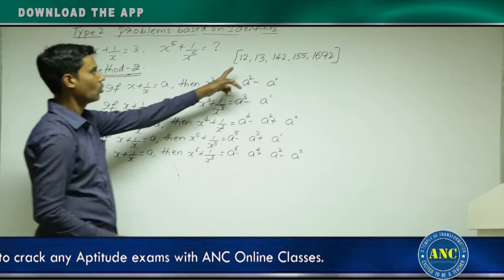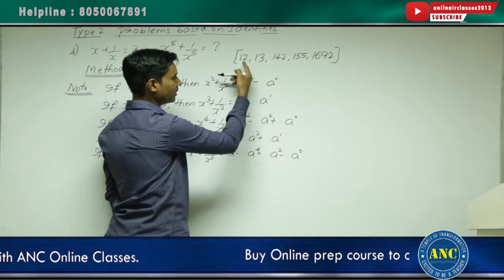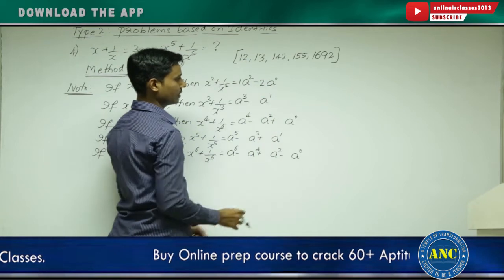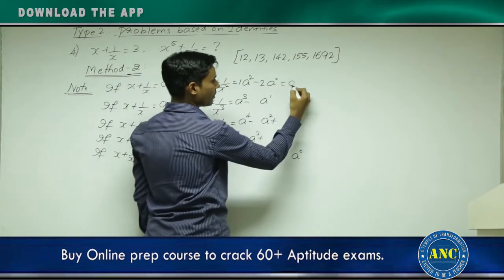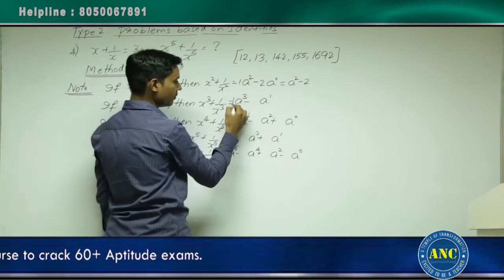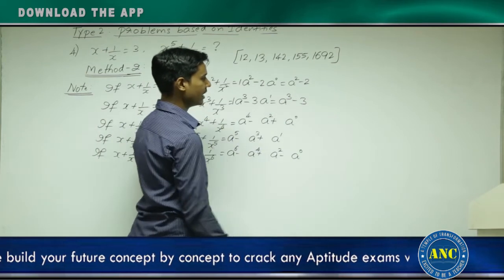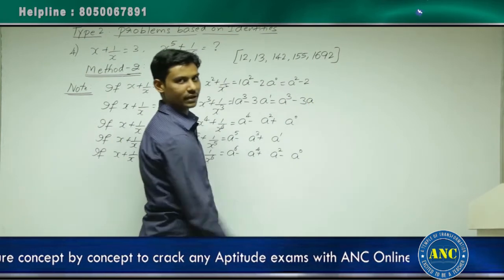Now what is this 1, 2? 1, 2 means first term coefficient is 1, second term coefficient is 2. That means this is a square minus 2. 1, 3 means first term is 1, second term is 3. This is a cube minus 3a.